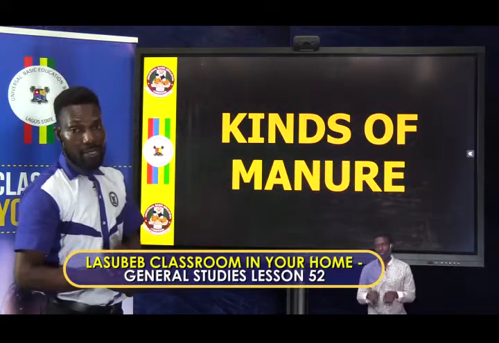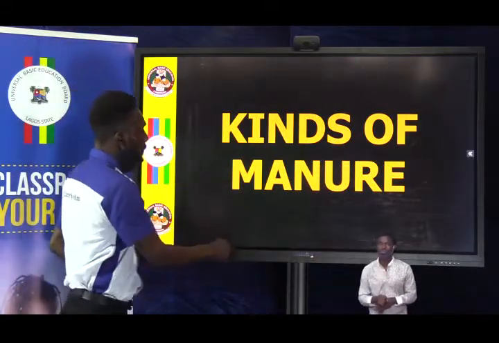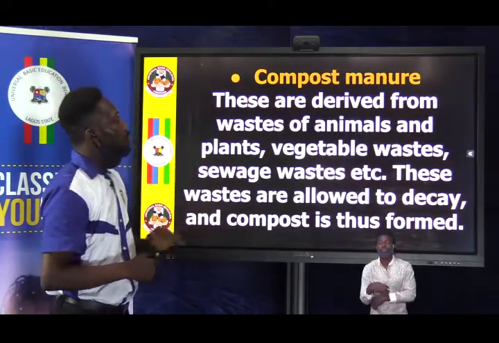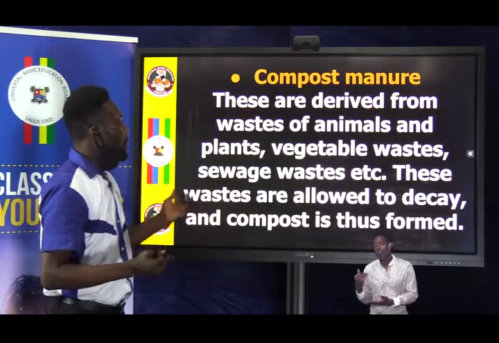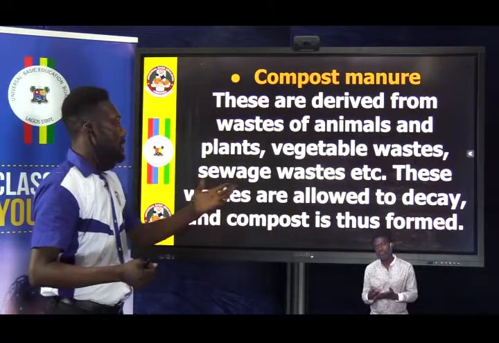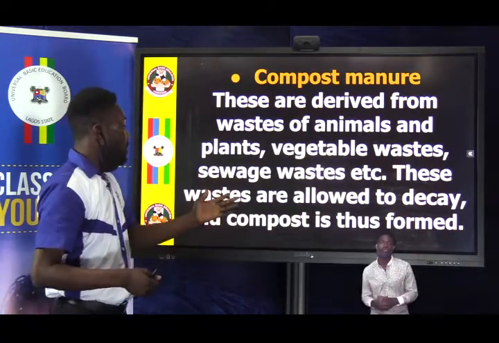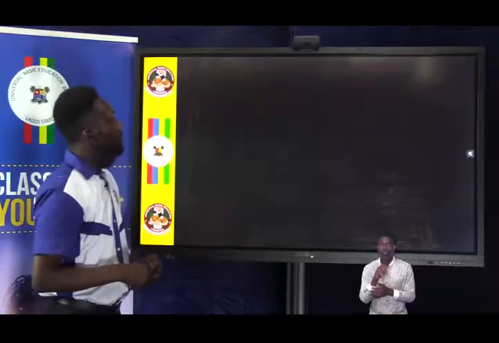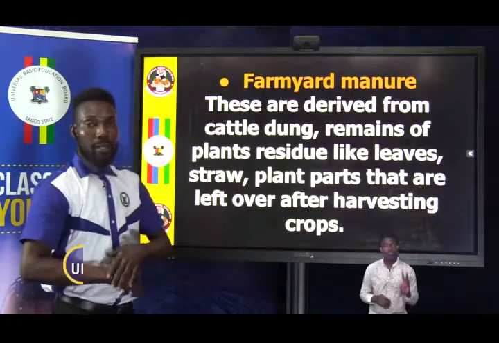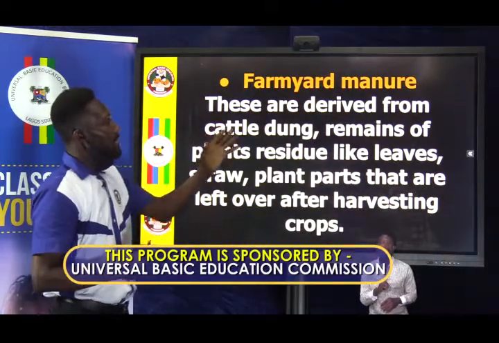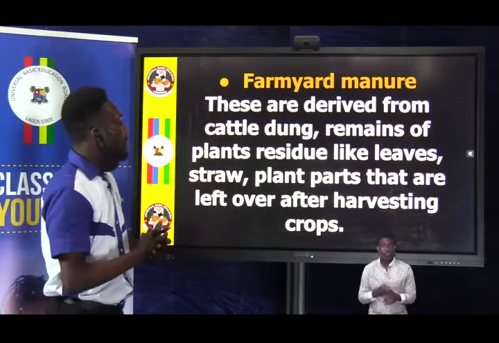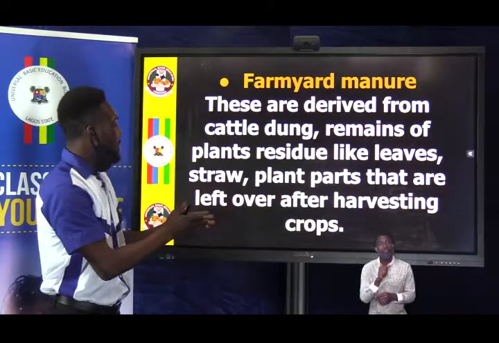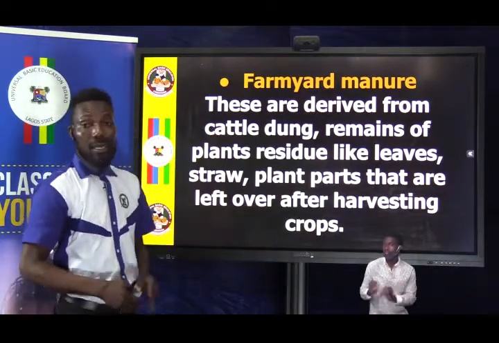We also have different kinds of manure. Here I have the compost manure. These are derived from waste of animals, plants, vegetable waste, sewage waste, and so on. These wastes are allowed to decay and compost is formed. The next type of manure is farmyard manure. These are derived from cattle dung and remains of plants, residue like leaves, straw, and plant parts that are left over after harvesting crops.